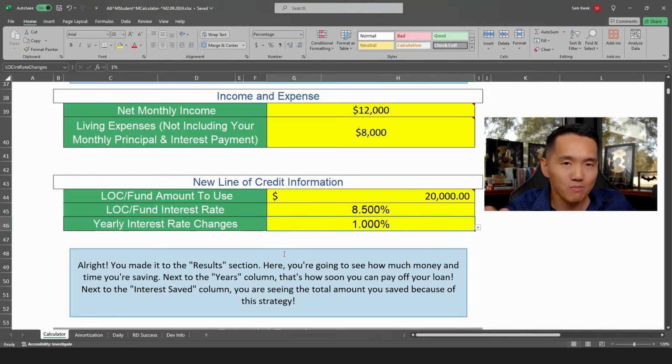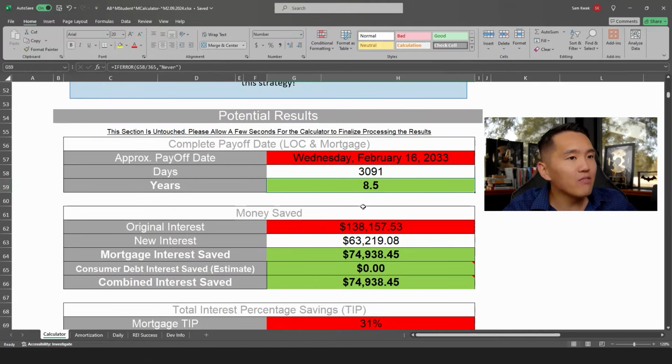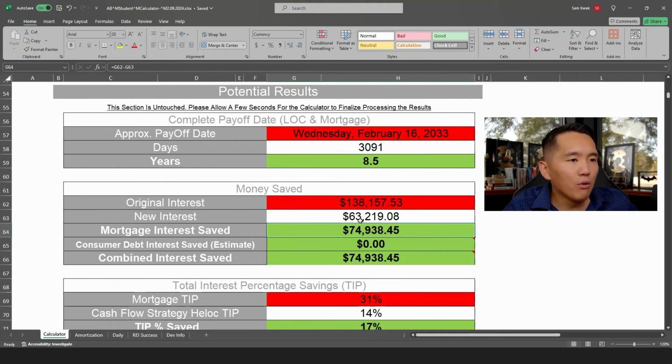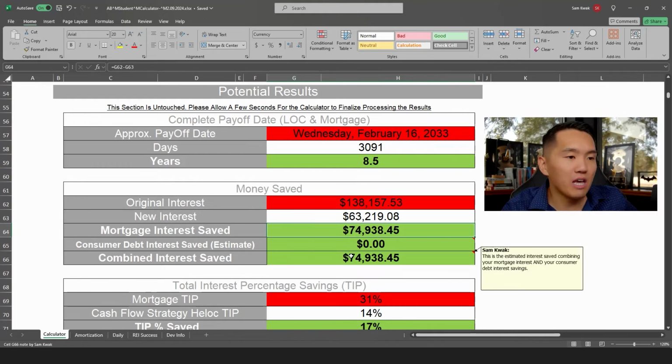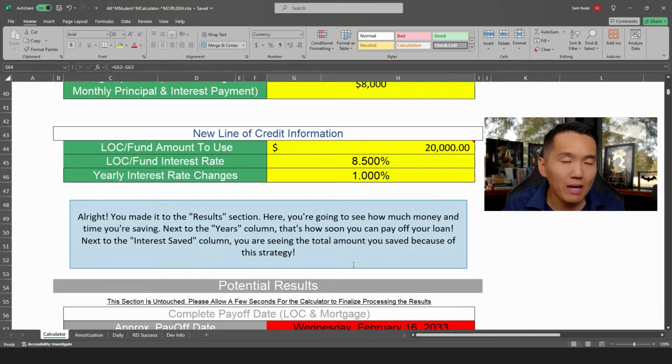But again, I'm just exaggerating. Okay, so look at this. All right, it's still 8.5 years. We're pushed back a little bit to February 16, 2033, lost about a month, and we're at $74,000 of savings. So we lost an additional $3,000 of savings. Pretty darn good. Now, at the time of this recording, we are anticipating interest rates to come down, right?